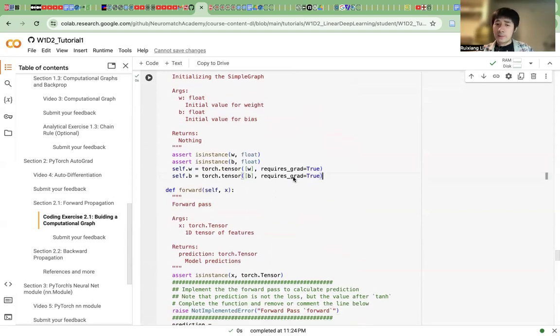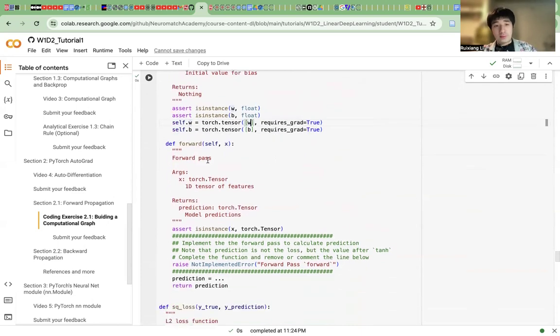The only thing I want to emphasize here is please remember to specify requires_grad equal to True, because for a torch.tensor specified this way, the default mode is requires_grad equal to False. That means PyTorch is not going to store the intermediate gradients, and then backprop is just not going to work.